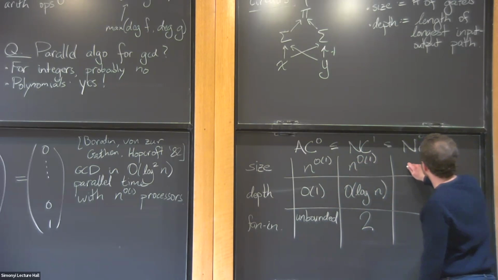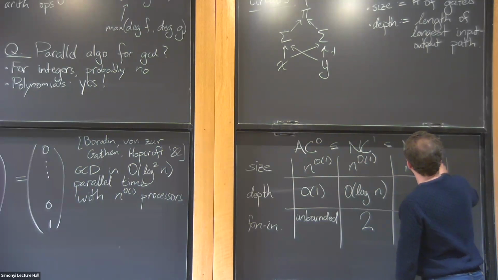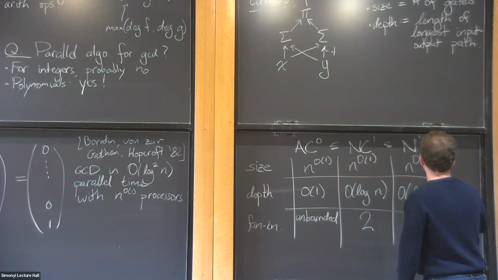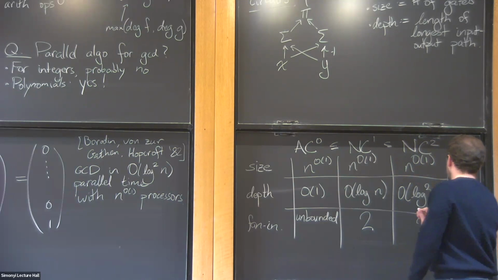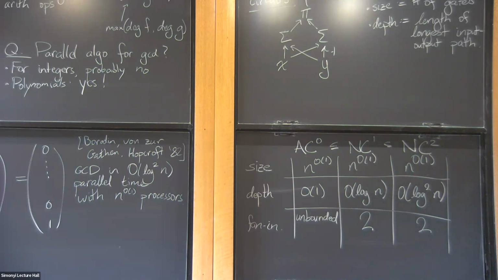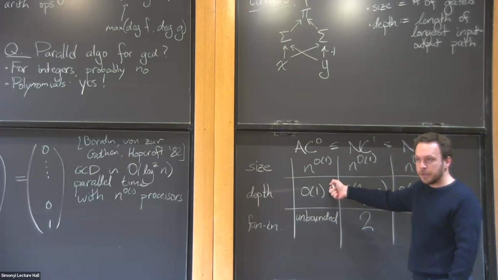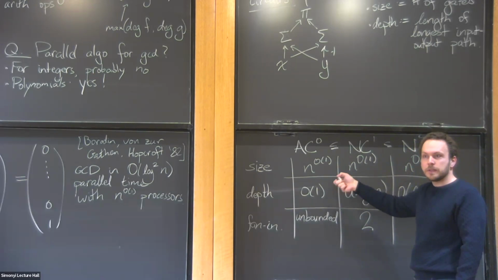Then the last class that I'll care about is NC2. Again, we have polynomial sized circuits, but now I give you an extra log factor in depth, so log squared depth, but again fan-in 2. We'll see that a lot of algorithms that we know fall into this NC2 class, polynomial size and log squared depth. And the new work that I'm going to tell you about today fits here, in AC0, polynomial size and constant depth.